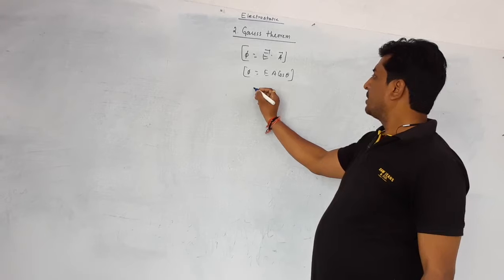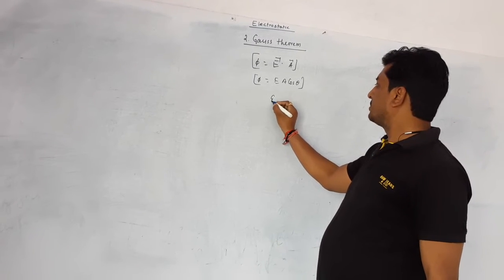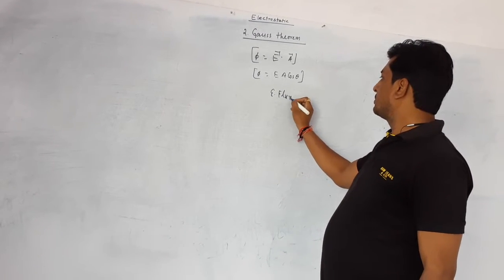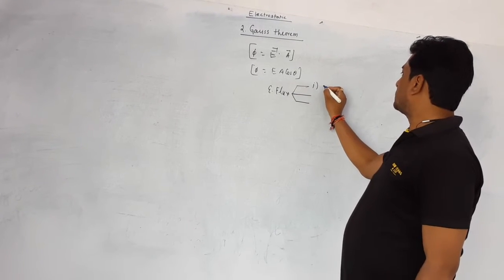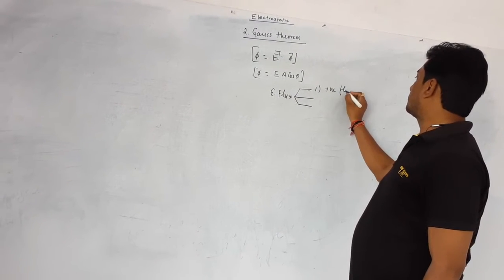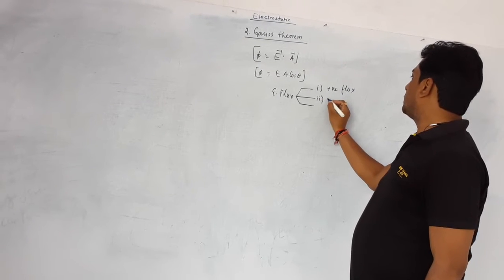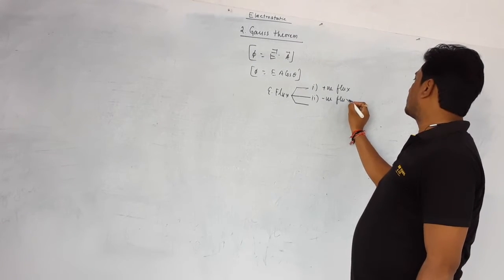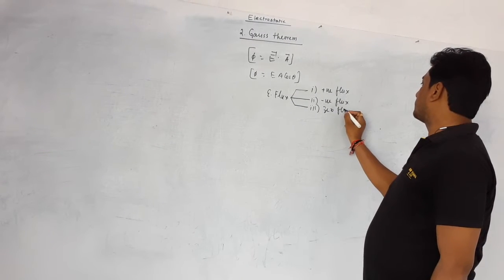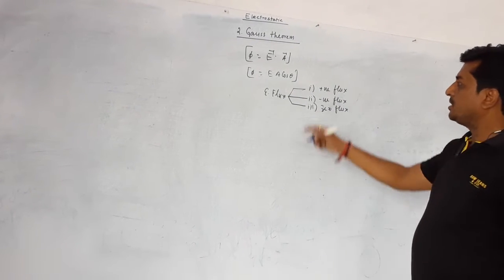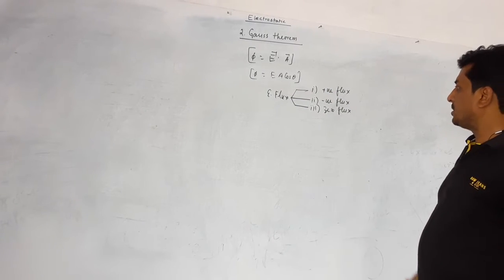Due to this, flux is of three types. Electric flux is of three types. Number one is positive flux. Number two is negative flux. And number three is zero flux. You can understand that by changing the value of theta, you will get all these three.